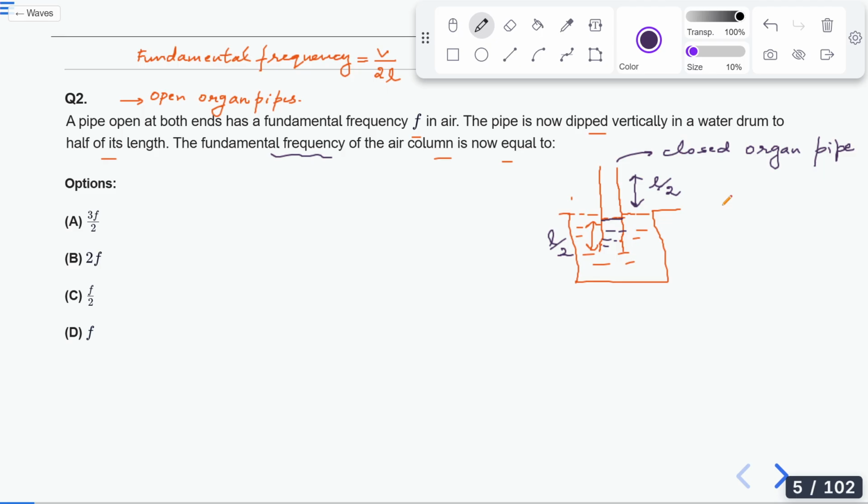So what would be the frequency? F prime would be V upon 4L, and L is now L by 2. So it would be V by 2L. Now the fundamental frequency of the air column is V by 2L, and the fundamental frequency of the open organ pipe was also V by 2L. So which option is correct? Okay, D option.